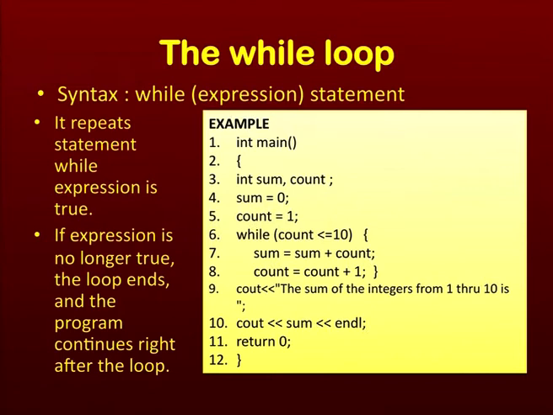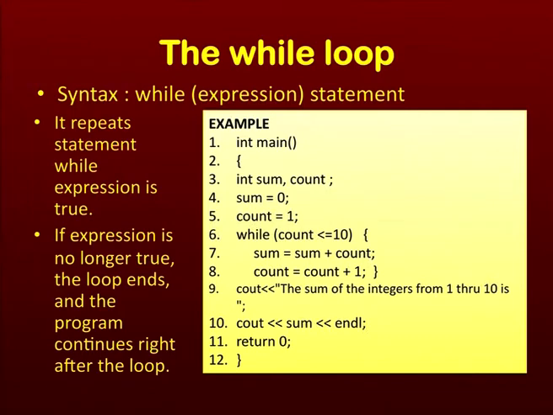That means, when it is 11, the loop will be ending and you will be coming to statement 9, where the output will be the sum of the integers from 1 through 10 is, then cout sum endl, then return 0. The output will be printed: the sum of the values of integers from 1 to 10. Here, to check it again, the value of count is less than or equal to 10 and you are getting out of the loop.